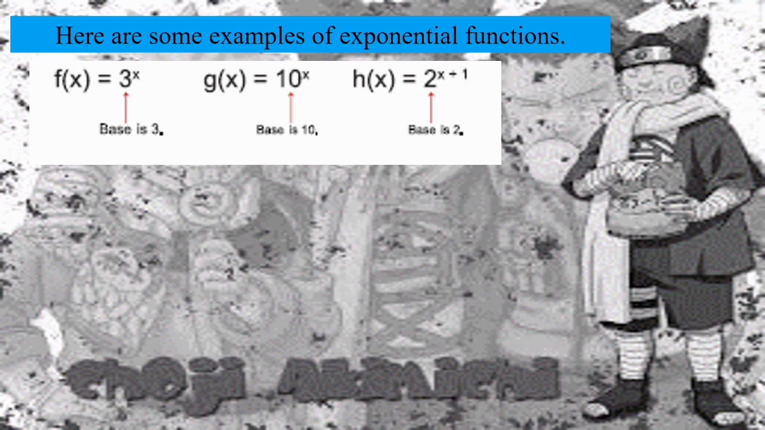second sample natin na g of x is equal to 10 raised to the power of x. At ganun din yung h of x is equal to 2 raised to the power of x plus 1. Kung makikita nyo class, yung base natin, lahat constant. And our exponent consists of a variable.